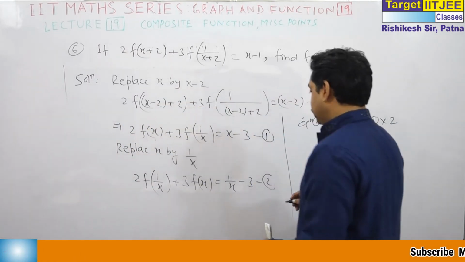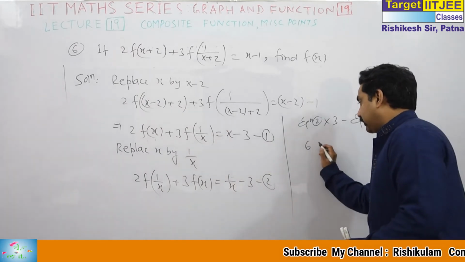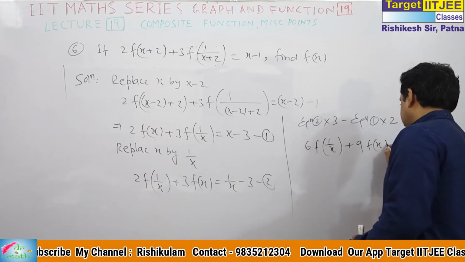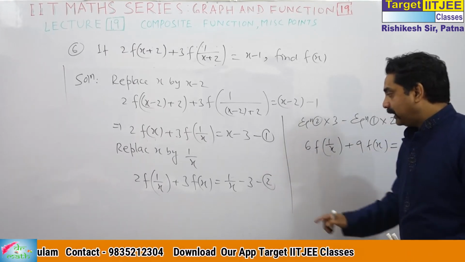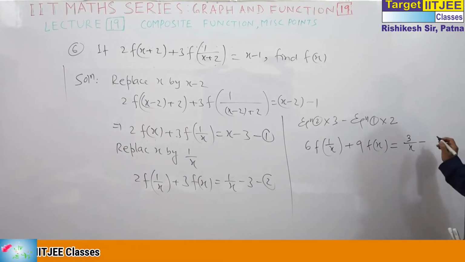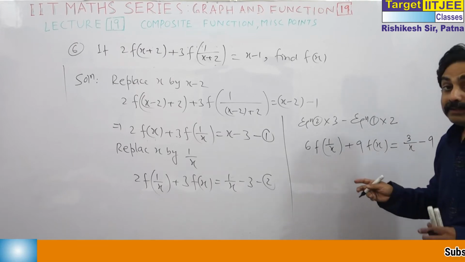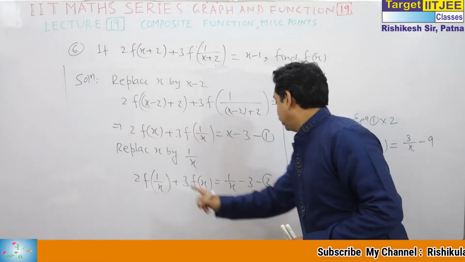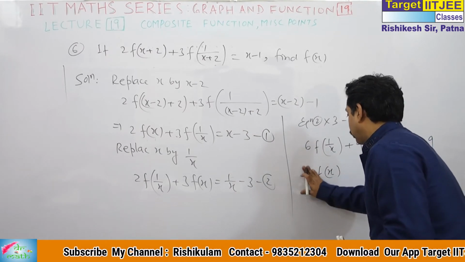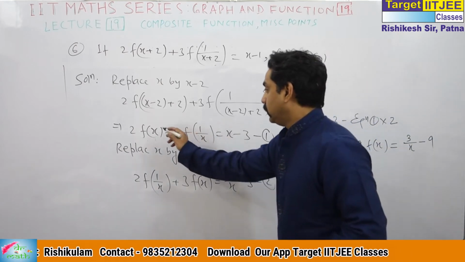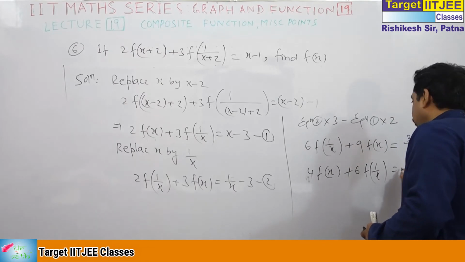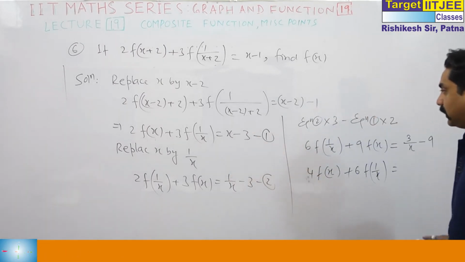This is actually 6f of 1 by x plus 9f(x), and this when multiplied by 3 is 3 by x minus 9. Be careful while doing the easiest steps. Multiply this by 2. What is this? This is 4 times f(x), multiplied whole by 2. So 4 times f(x) plus 6 times f of 1 by x. And when we multiply this by 2, what is this? This is actually 2x.